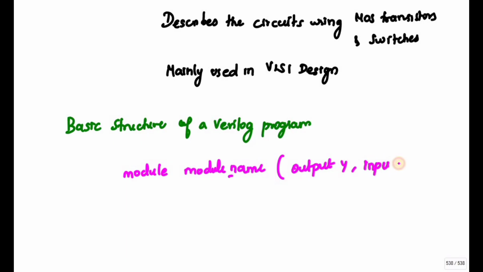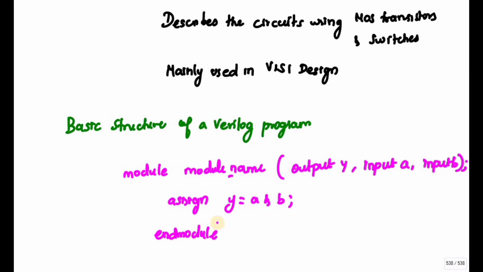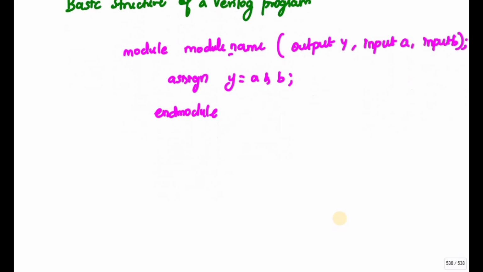Next, let us discuss the basic structure of a Verilog program. It starts with module, then the module name, then you write the ports inside the parentheses: output y, input A, input B. Then you give a semicolon. Then I write assign. This assign is nothing but dataflow modeling. So assign y = A & B; then endmodule.